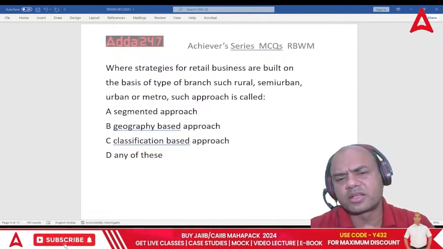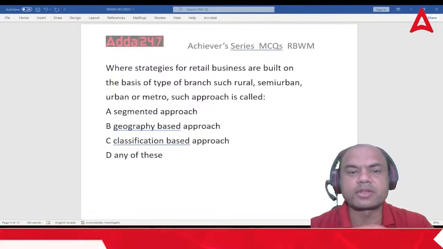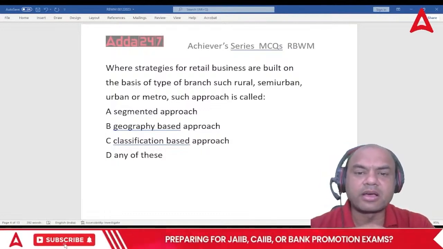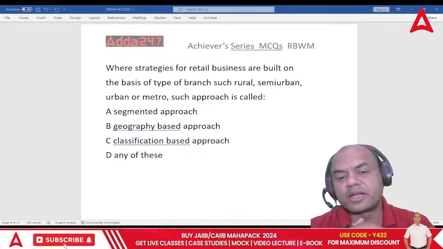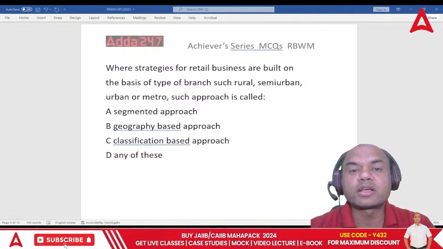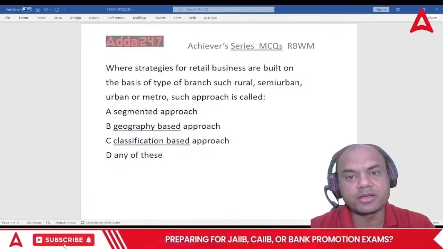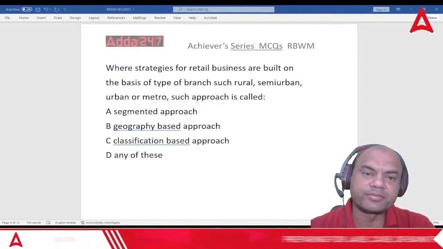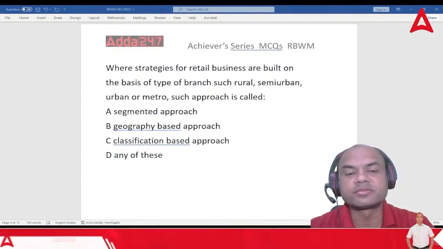I'm having the branch in Maharashtra, I'm having the branch in J&K, I'm having the branch in Punjab, Haryana, MP. This is geography based. Segmented means depending on the customer segment, I am having an NRI branch, I am having an MSME branch, this is segmented. Classification means what? This is the real answer.